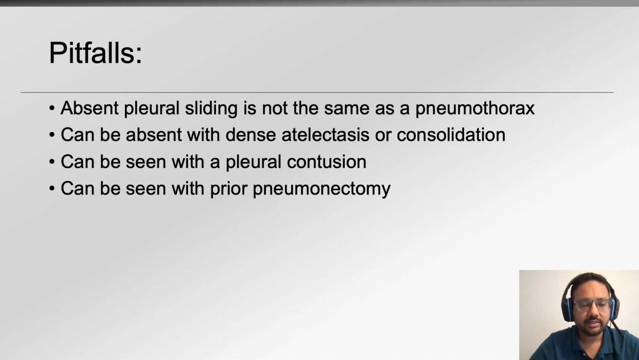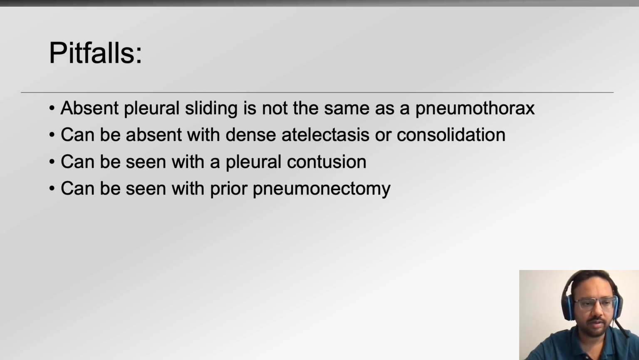The big question is, is all absent pleural sliding pneumothorax? The answer is no. Absent pleural sliding may be pneumothorax, but it could also be some other things. What are these other things? It could be absent with dense atelectasis or dense consolidation from a lobar pneumonia. Sometimes you can see it with a pleural contusion. Sometimes it can be seen with prior pneumonectomy or where the pleura may be stitched.